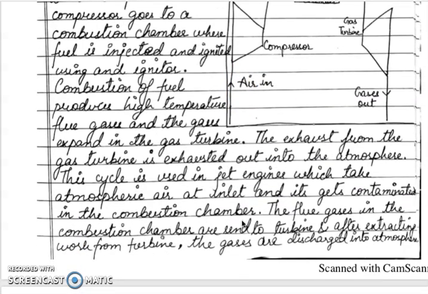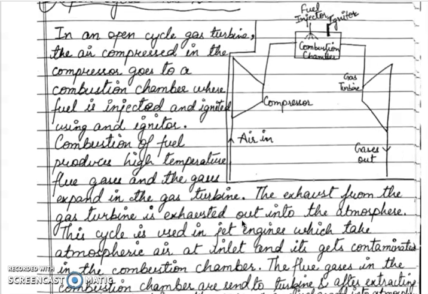So this is basically used in the jet engines because in the jet engines we do not want to have high weight or do not want to carry the load of air which will be flowing again and again in the same cycle. So for that we can take the air from the atmosphere and reject it there only.